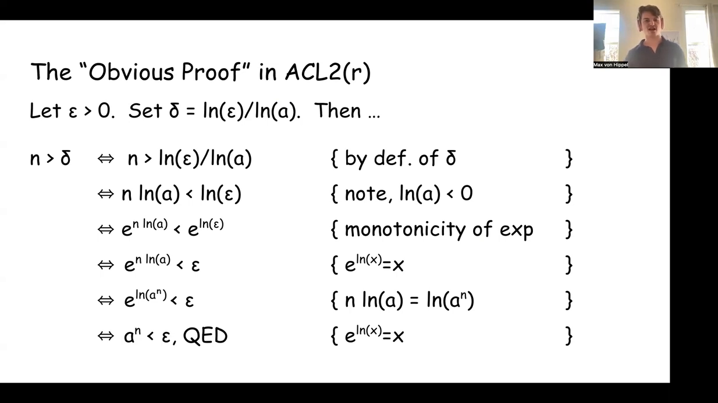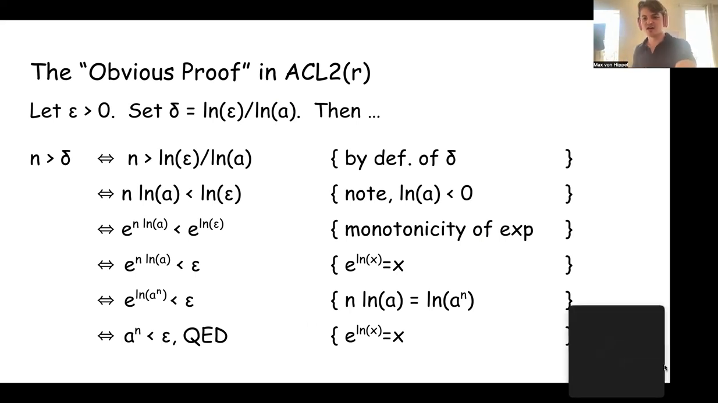And the one trick that I did not think of until it was pointed out to me, and then I felt like a real doofus, was that I can take a to the n by doing n times ln of a. So, e to the n ln of a is the same as e to the ln of a to the n. So if I take that trick and I do the standard change of base formula, I can do the sort of obvious proof.